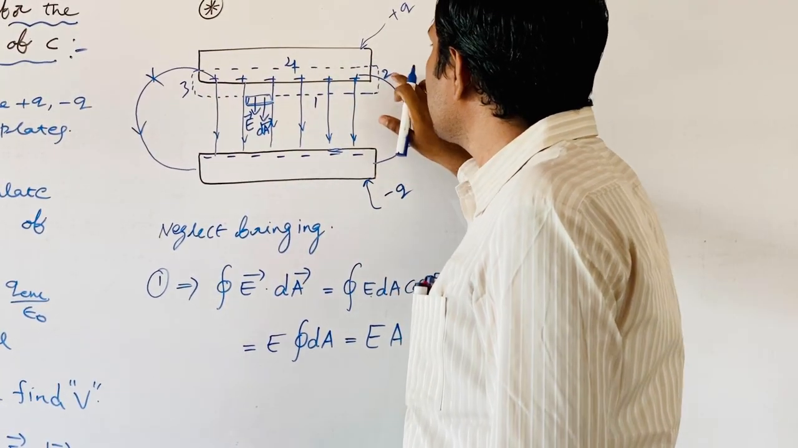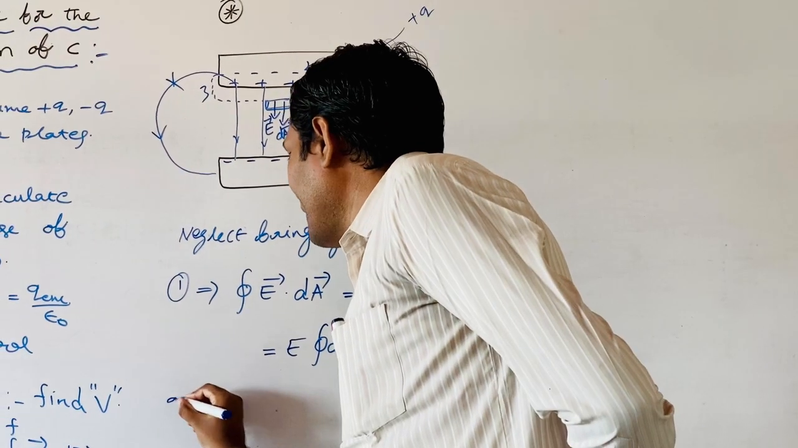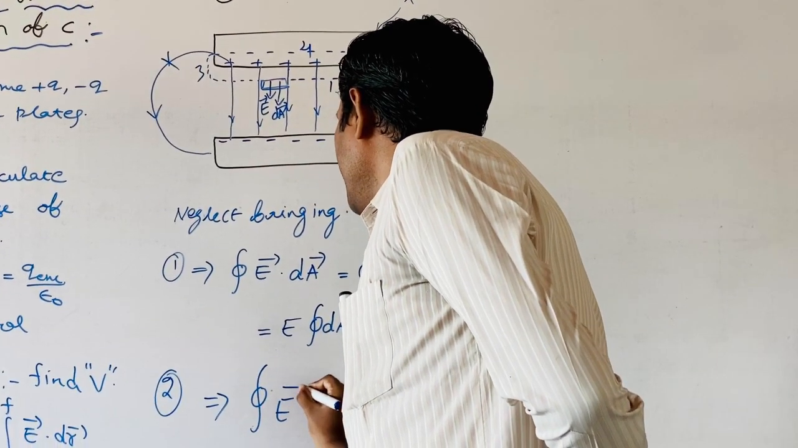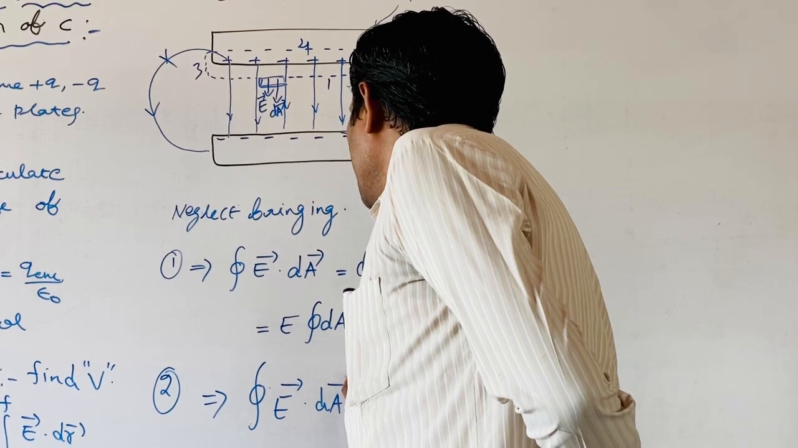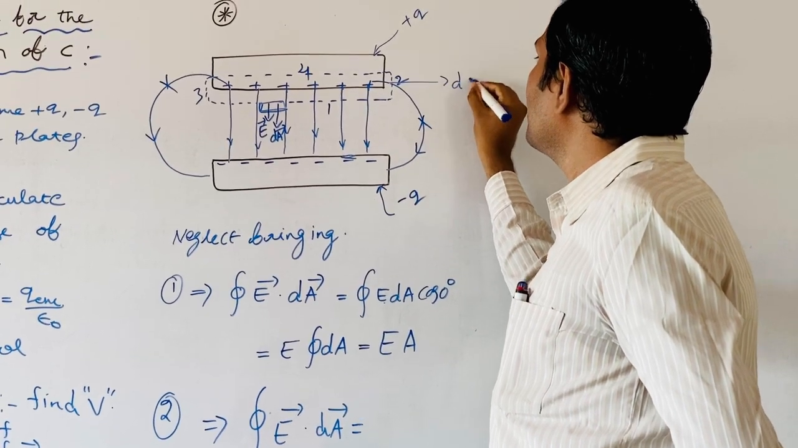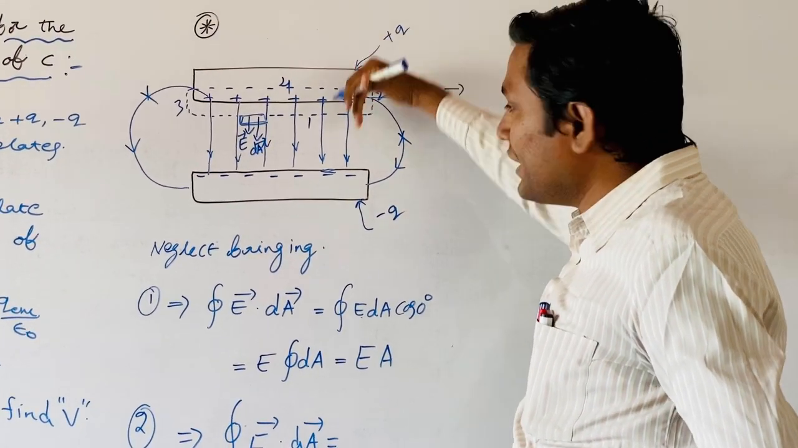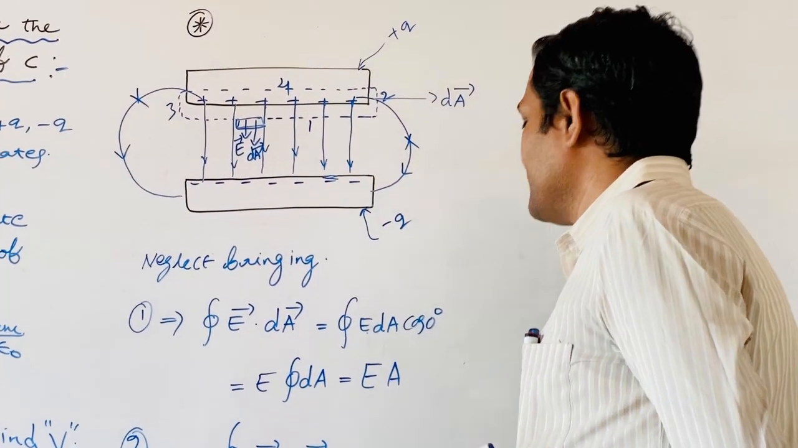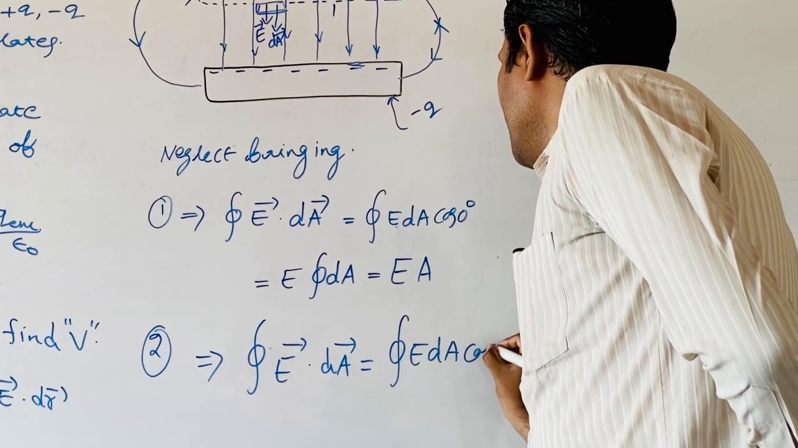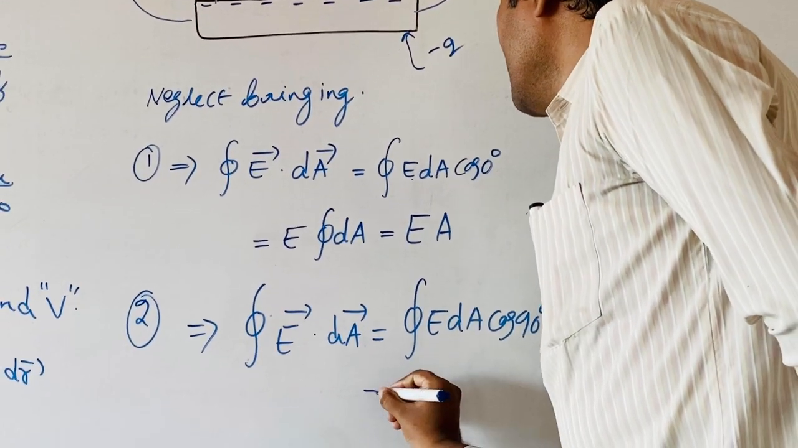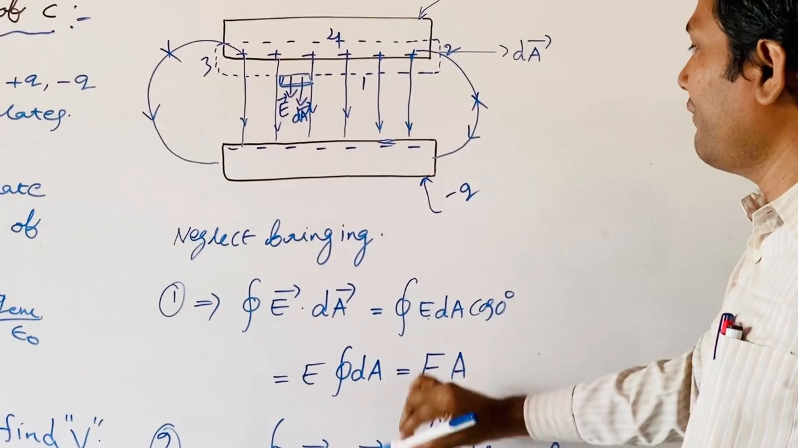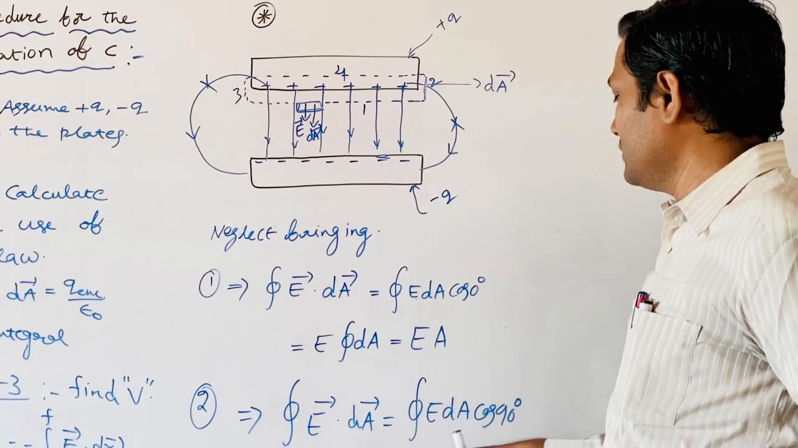Okay, now see surface 2. What is the value for surface 2? The surface integral of E bar dot dA bar. See here, dA bar direction is rightward, E bar direction is downward. That's why we can write E dA cos 90 degrees, which becomes 0. So the surface integral of the electric field through this surface 2 is 0.